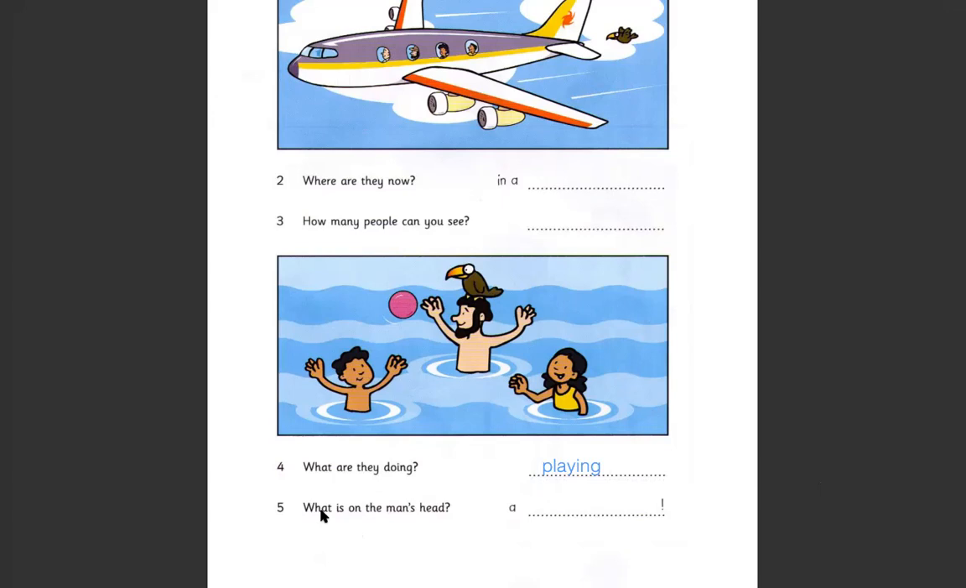Last question. What is on the man's head? Now tell me, can you see the bird? Yes. What is on the man's head? So, what is it? It's a bird. B-I-R-D, bird.